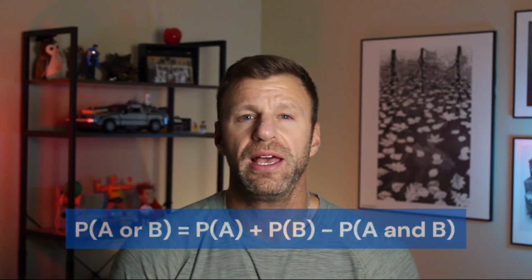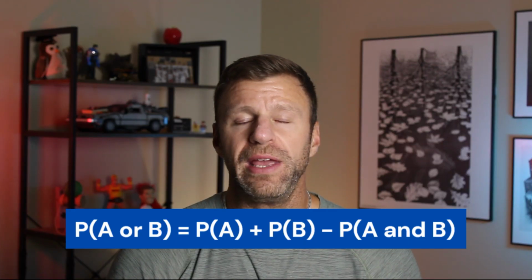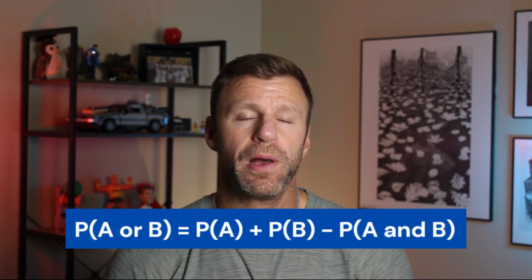The addition formula is one of the most used formulas in all of probability. It's actually really useful because it has four values. It starts off with the probability of A or B, which equals the probability of A, plus the probability of B, minus the probability of A and B.